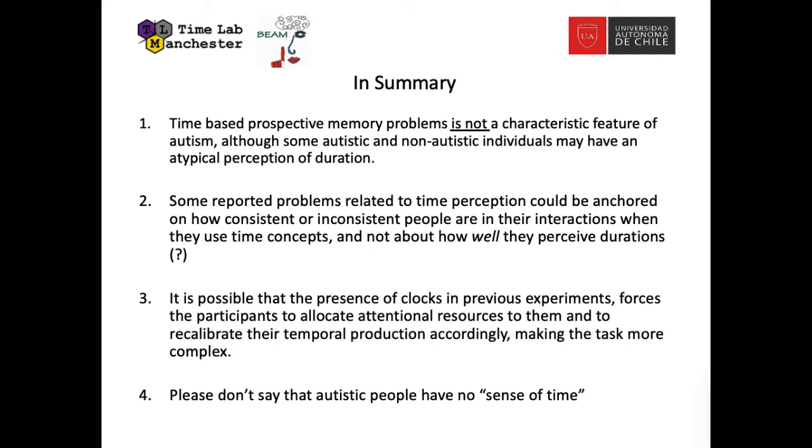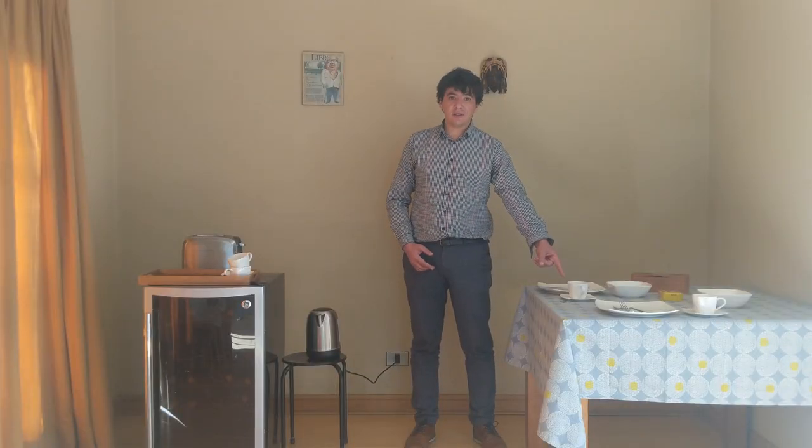It is possible that the presence of clocks in previous experiments forces the participant to allocate attention and resources to them and to recalibrate their temporal production accordingly, making the task more complex. And finally, please don't say that autistic people have no sense of time. So, I think now this tea is ready.